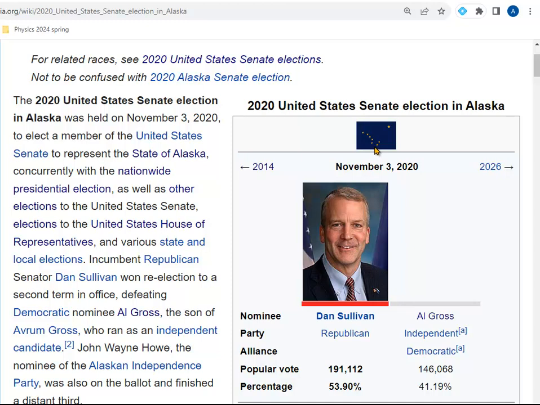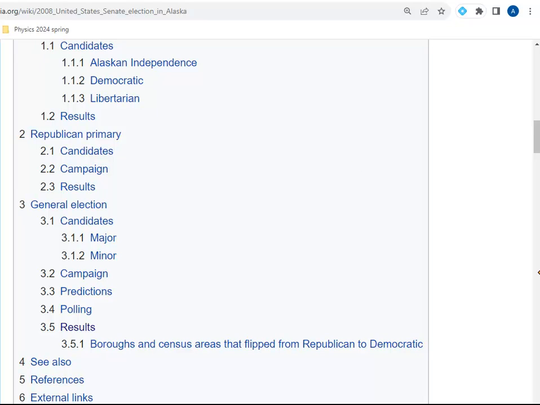All right, so this is a typical one in the United States. By the way, I don't know why there isn't a photo for Al Gross. Maybe there is no Creative Commons one or non-copyright one. In any case, all right, let's go to another one, which is this one here.